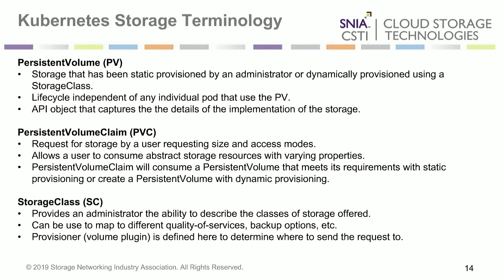So I could have a gold class, which is for my production environment. I could have a silver class, which is for UAT, and a bronze class that's just for development. I could have flash as my gold and spinning disk as my bronze for different use cases. But it allows for mapping and giving developers that choice of what they need to use.